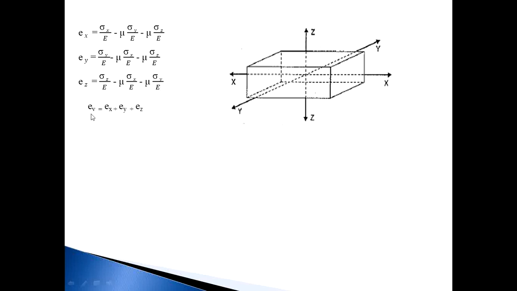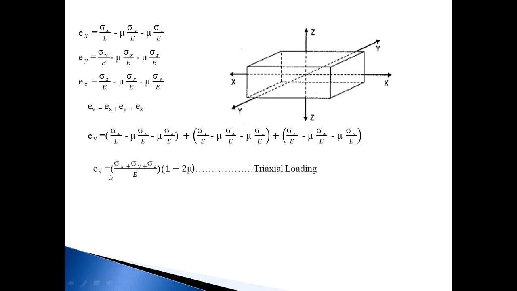So calculate Ev, the volumetric strain, which is equal to Ex plus Ey plus Ez. This is the value for Ex, Ey and Ez; put in all the values. After solving this equation, we get Ev is equal to sigma X plus sigma Y plus sigma Z upon E, in bracket 1 minus 2 mu. This is the formula to calculate volumetric strain for triaxial loading. It means when you consider loading in three directions, that is X, Y, Z, the volumetric strain will be this one.